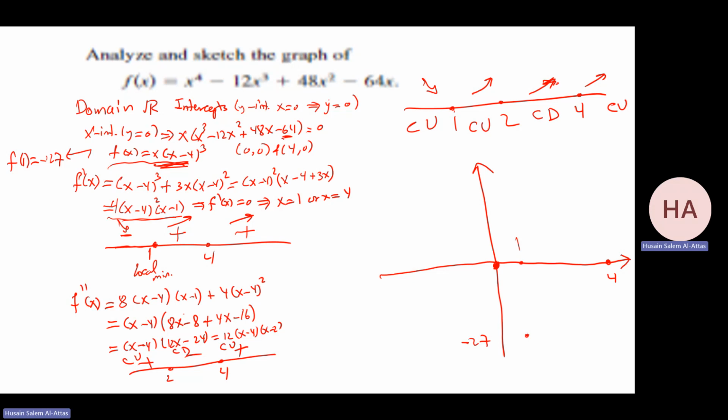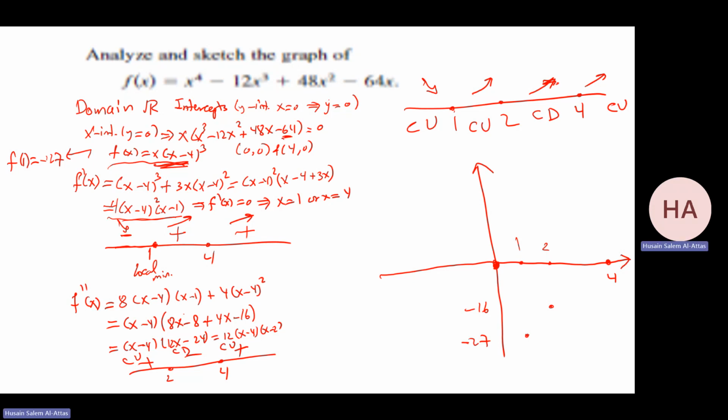Also, 2 is important. f of 2 will be 2 times minus 8, so it's minus 16. 2 will be somewhere here, still negative, minus 16. Something like that. So less than 1, it's concave up and going down. For the values less than 1, take 0, I'm getting 0.